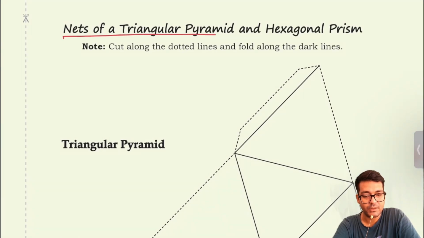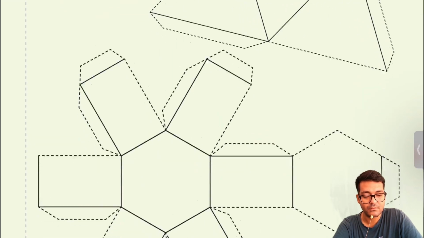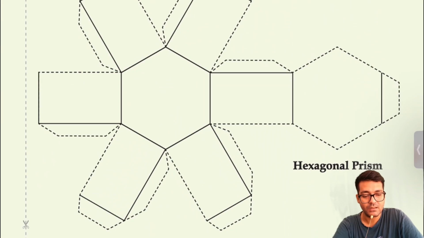Nets of a triangular pyramid and hexagonal prism. Note, cut along the dotted lines and fold along the dark lines. You can see the net of a triangular pyramid here. Similarly, the net of a hexagonal prism is given here. You have to cut along the dotted lines and fold along the dark lines.